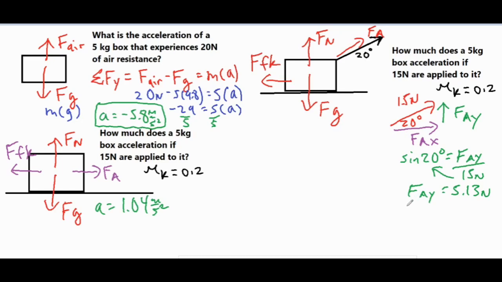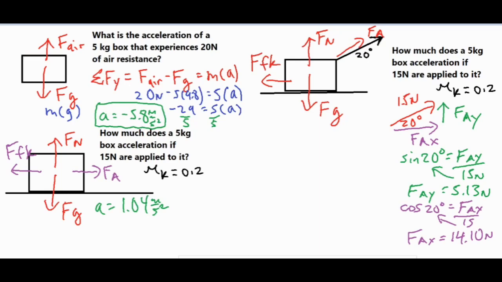So we're going to use the cosine of 20 degrees to get our FAX, put that over the 15, and then multiply both sides by 15, and then our FAX comes out to 14.10 newtons. Okay, our x component is definitely quite a bit larger because 20 degrees is much closer to being horizontal than vertical, so that sounds like it makes sense.